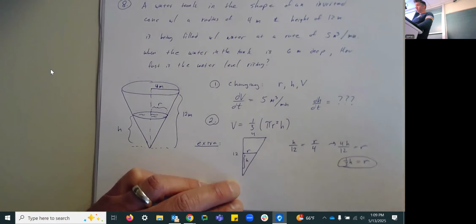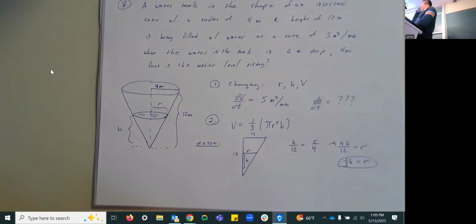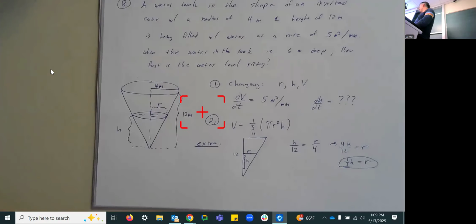So like I said, the radius is 1/3 the height, because in the larger cone, the radius is 1/3 the height. And the proportion never changes. If you're filling this cone up with water, every smaller cone as you fill it up still has the same proportion of radius to height.